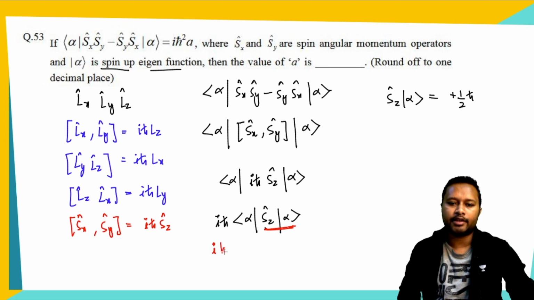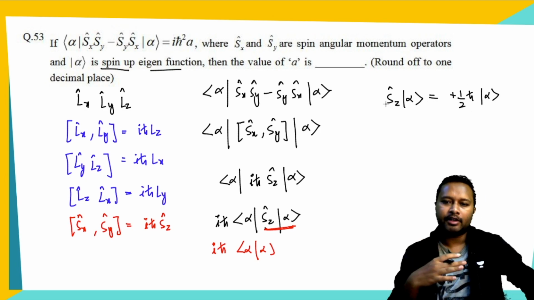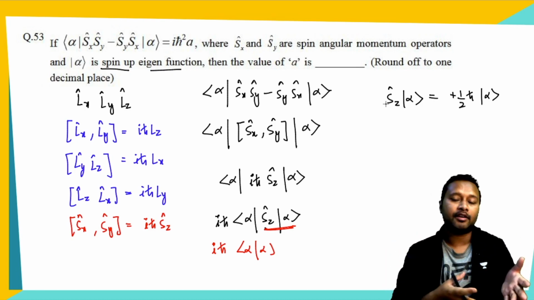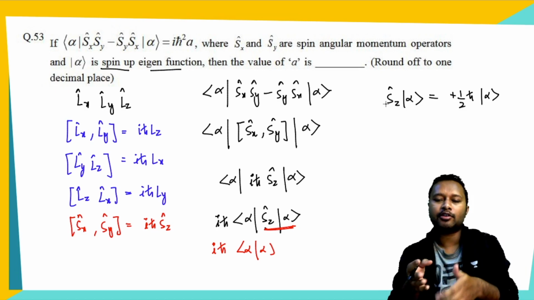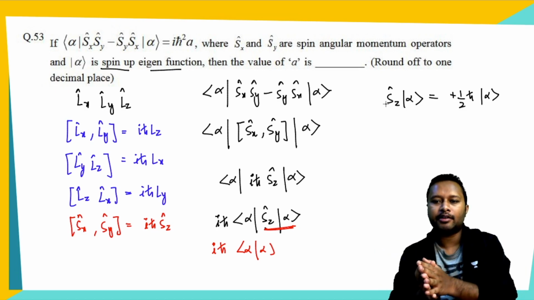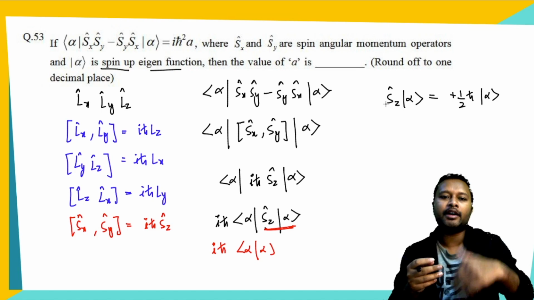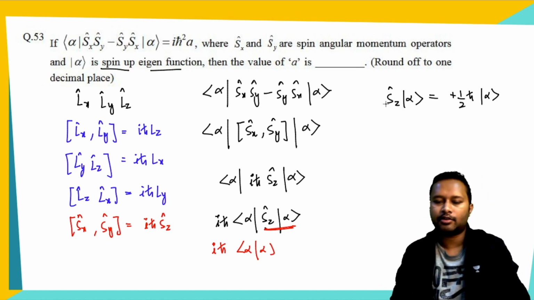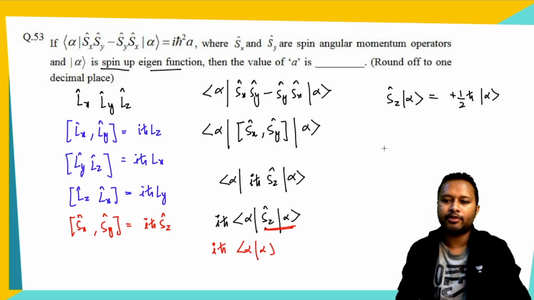So it will make it i h cross, and this will be alpha. Because it's an eigenfunction, when you operate a spin angular momentum operator on a spin up eigenfunction, you get plus half h cross and the eigenfunction back. And similarly, if you were having a spin down eigenfunction, then you would have got minus half h cross. All right, so just substitute its value here.